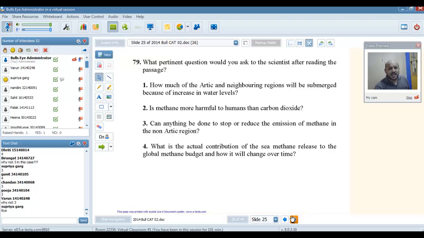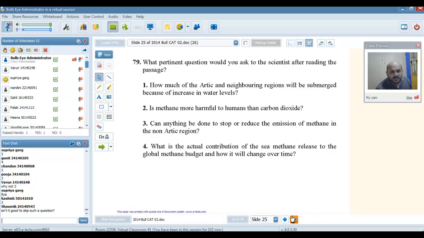Options number 3 and 4. Can anything be done to stop or reduce the emission of methane in the non-Arctic region? Fourth, what is the actual contribution of the sea methane release to the global methane budget, and how will it change over time? See, the important thing is, where is this methane stored? It is stored in the Arctic circles. Since it's stored there, you really can't do much about it. You cannot reduce those. So if the globe warms up, that methane is going to be released. So this is not a pertinent question.